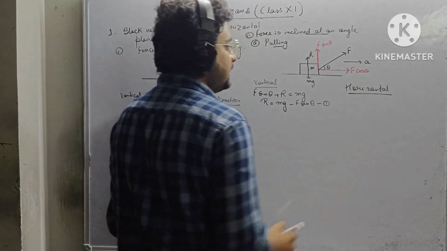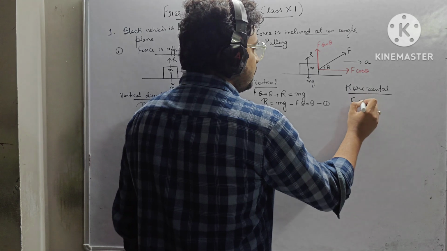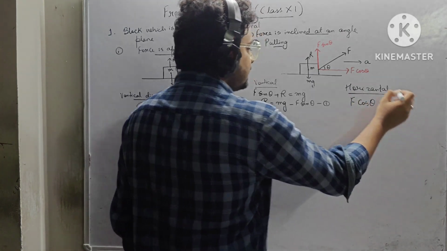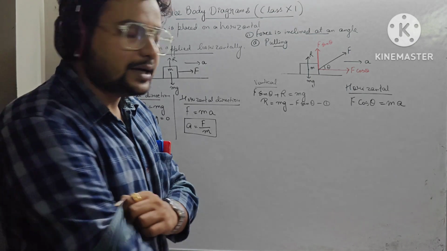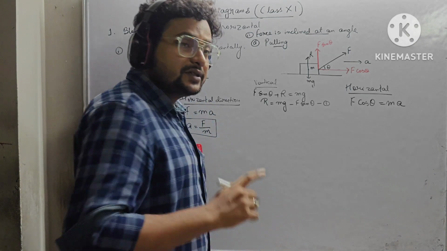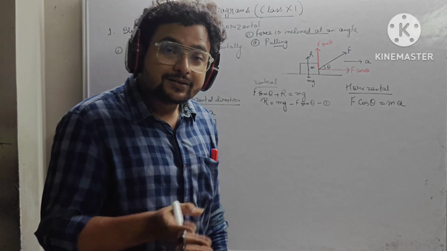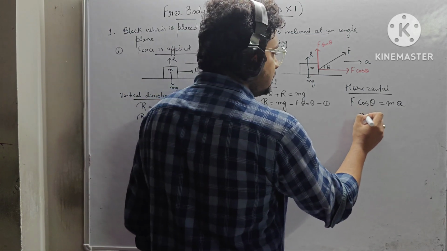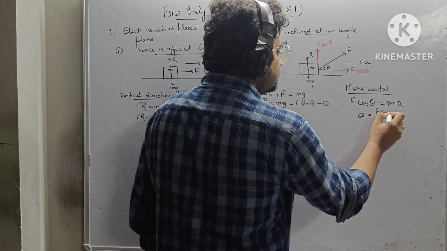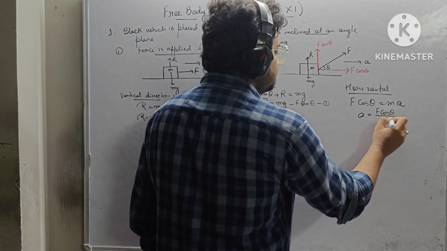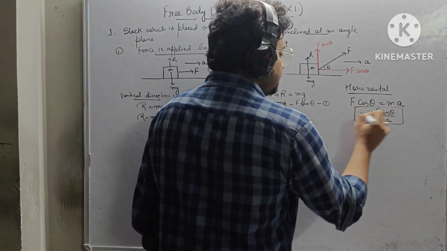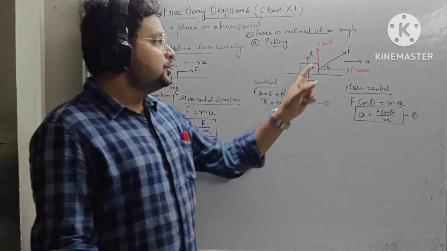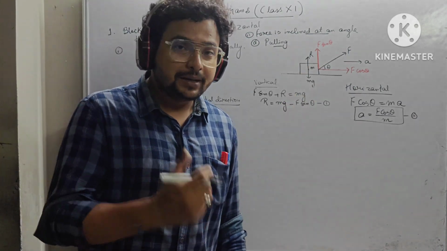In the horizontal direction, I can write F cos theta equals mass into acceleration. Remember what was our task? Our task was to find the acceleration in all the cases. So acceleration will be equal to F cos theta divided by m. This will be our acceleration. This is when I am pulling the body.